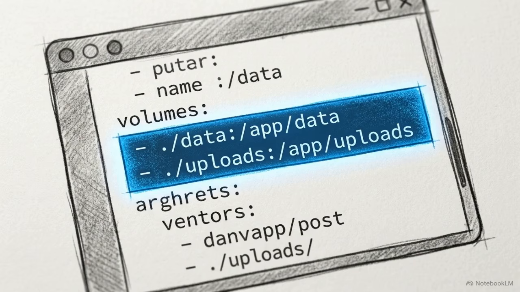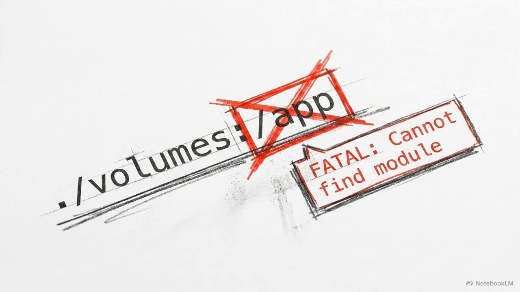Now, open your Docker Compose file. You must map the persistent data and upload directories to specific host volumes so your information survives container updates. Never mount a volume directly to the root app directory. This overrides the application binaries, triggering fatal boot errors during container startup.